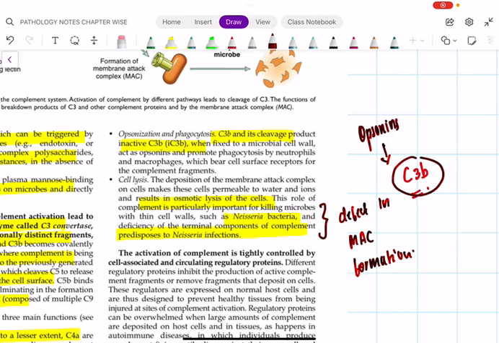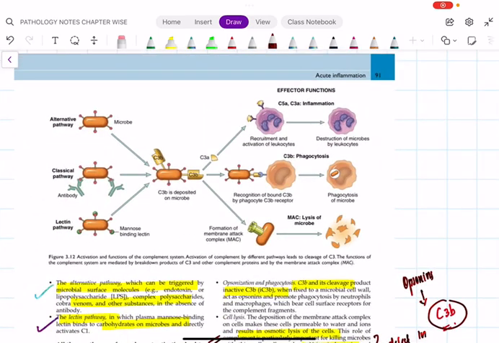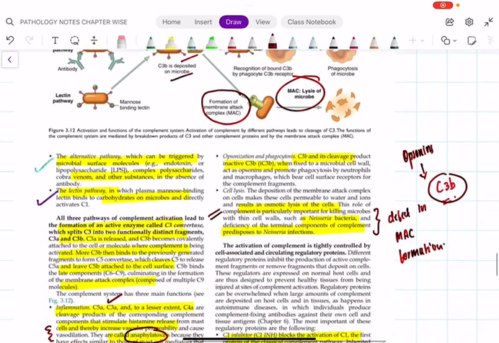Then we have something called MAC, the membrane attack complex. Please go and see this picture. We have C3b, C3a, all these various complement proteins. They may cause inflammation and phagocytosis, and finally they form the membrane attack complex. It is a group of complement proteins which engulf the microbe and cause lysis of the microbe. Whenever there is a deficiency in the complement proteins of this membrane attack complex, it mainly causes Neisseria infection.